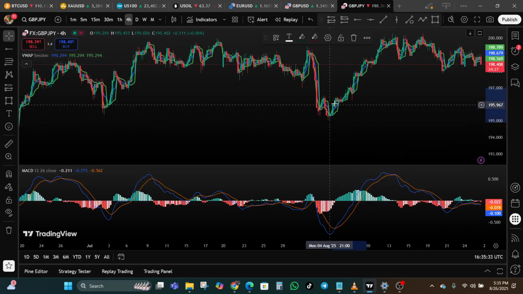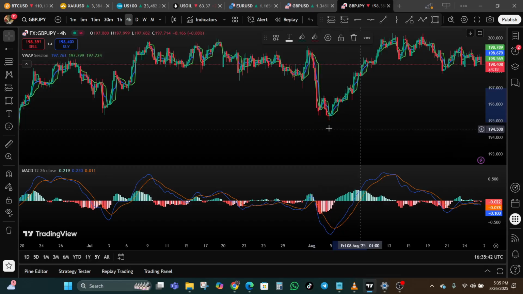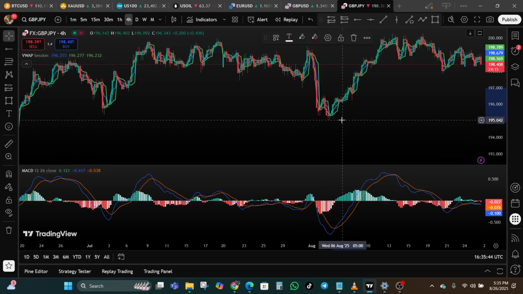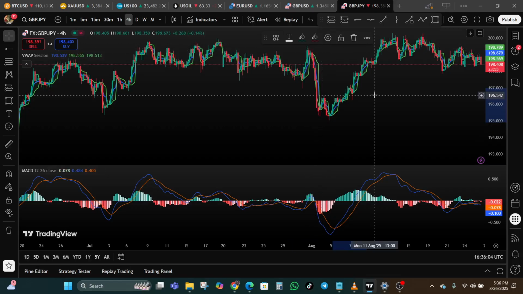We can enter right after this bullish candle, and our stop loss can be just below this swing low. Our take profit can be around the next structural level, so we can use this swing high for our take profit. It's pretty easy: you enter after a candlestick confirmation, the stop loss goes below the nearest swing low, and the take profit is around the nearest swing high. That is for a buy trade.